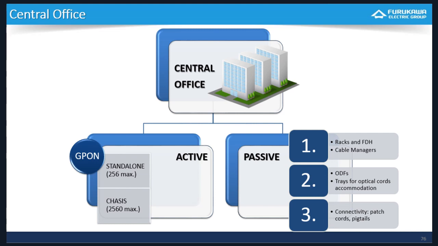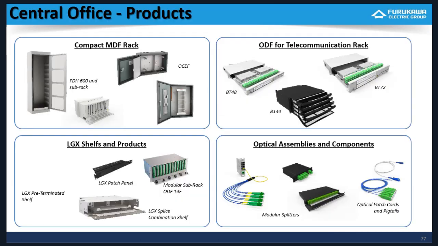So in the central office, we basically have the active equipment and the passive equipment. The active equipment are the optical transmitters, the OLTs, and the passive equipment are all the racks, cable managers, ODF trays, and small connectivity such as pigtails and patch cords. So we have a complete line of central office products here: the ODFs, the racks, and also the shelves.